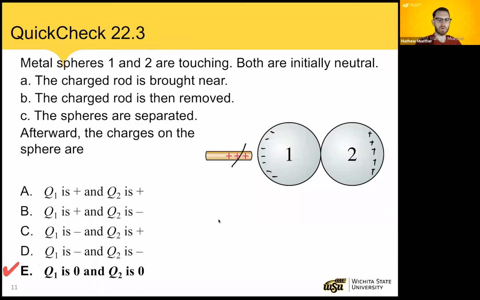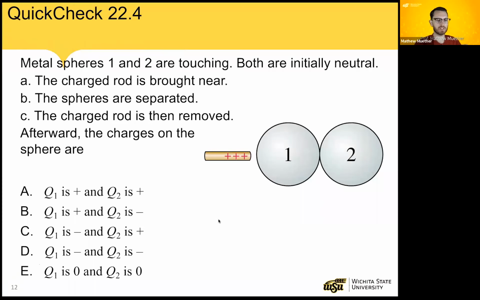But as soon as I remove this rod from the system, those charges in the sphere are going to redistribute themselves, right? I'm going to end up getting the negative charges flowing back over this, and the positive charges are going to flow back around, and they're going to redistribute to leave me with something where I have 0 charge on each one, right? So when the rod is nearby, it polarizes that conductor, it pulls the charges apart. As soon as I take the rod away, those charges remix and I end up with a neutral object. So then when I separate the spheres, I have 2 neutral spheres in the end.